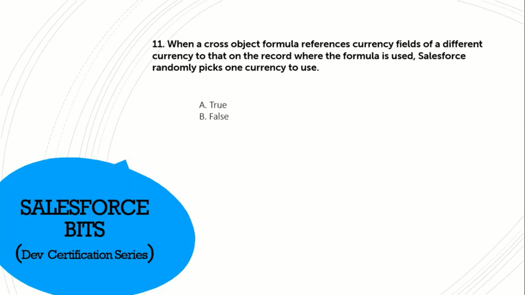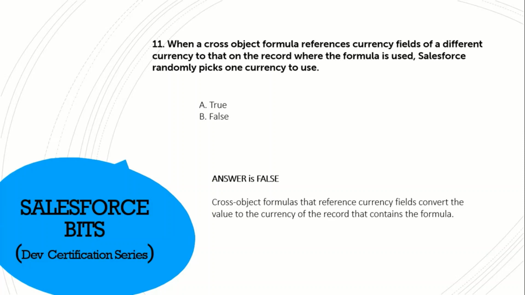When a cross-object formula references a currency field of a different currency to that on the record where the formula is used, Salesforce randomly picks one currency to use. True or false? It is false, because in a cross-object formula, the referenced currency fields convert the value to the currency of the record that contains the formula. But here in this question it says Salesforce randomly picks one currency to use, which is false.